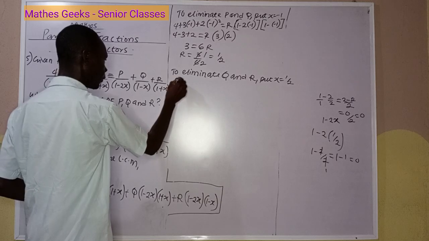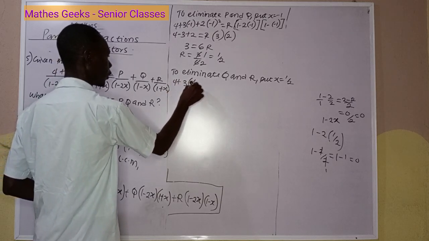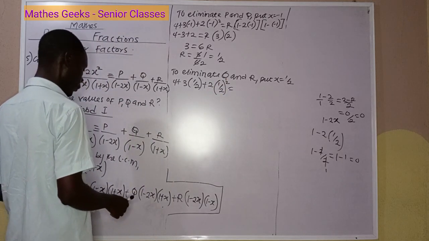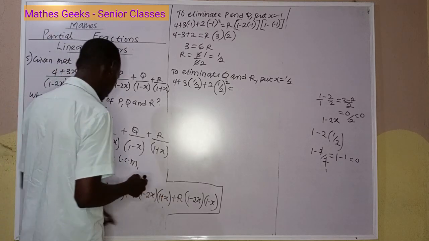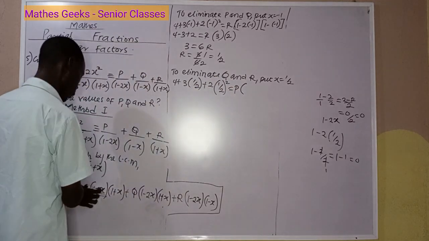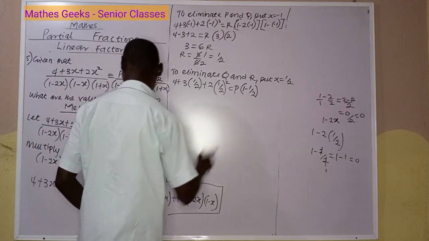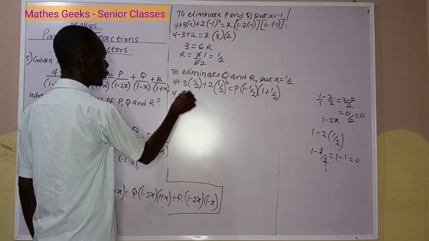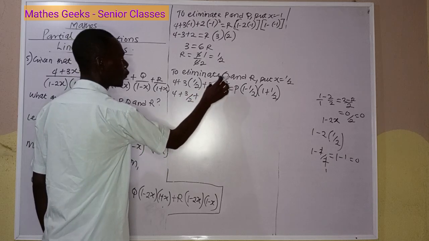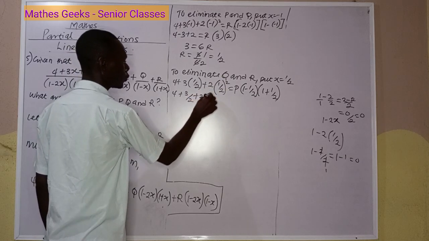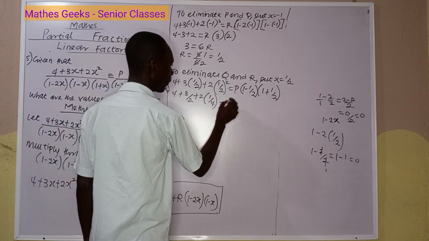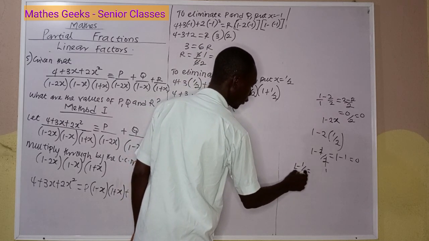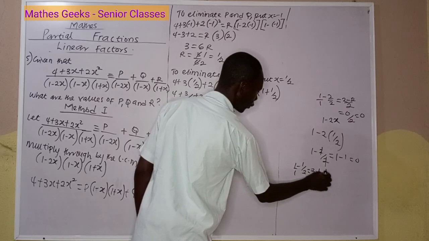So this will give us 4 plus 3 half plus 2 half squared. So we are left with p. We've eliminated q and r, so we are left with p. So p is equals to 1 minus half and 1 plus half. Okay, so here it's 4 plus 3 over 2. 3 times 1, 3 plus 2 times 1 over 2 squared gives us 1 over 4, equals to p. So p 1 minus half is equals to LCM is 2, 2 minus 1, which equals to 1 half.